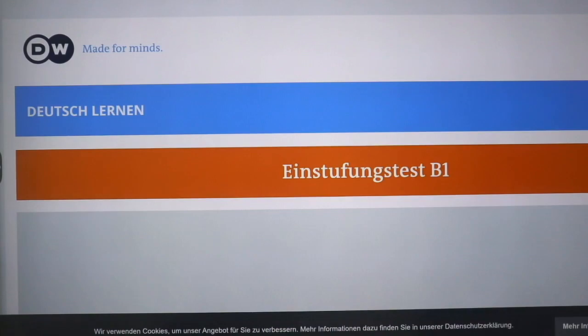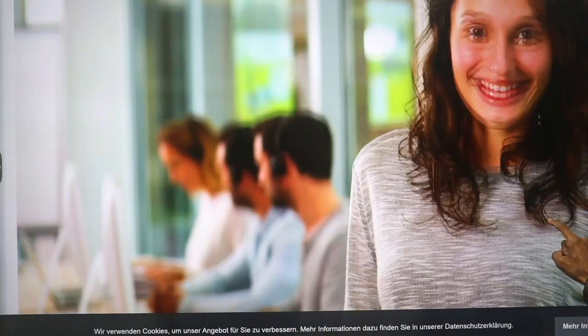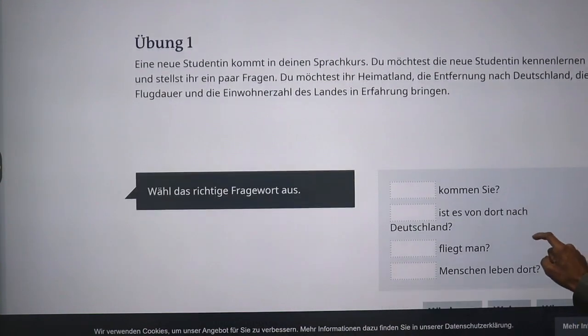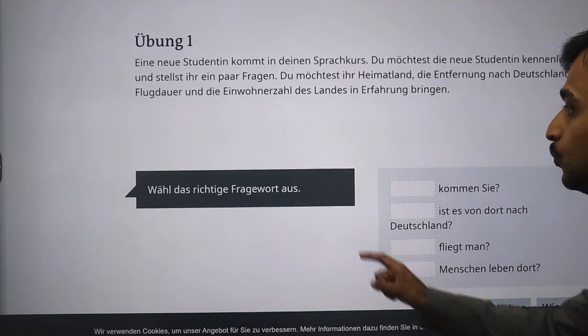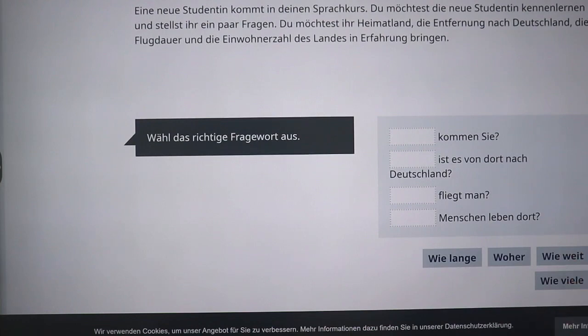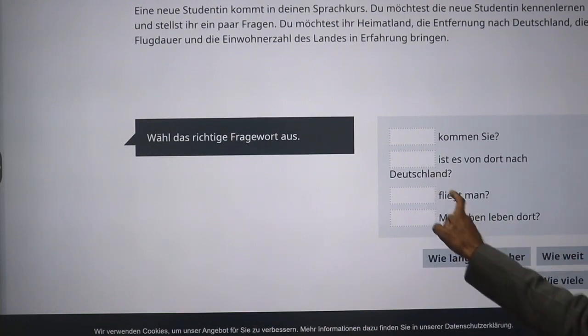Start the test like this. You can see here 30 questions, Übung 1. You have to write the correct answer here. "Wählen Sie das richtige Fragewort aus." You have to put the correct question word, and the options are given here. Like the first is "Woher kommen Sie?"